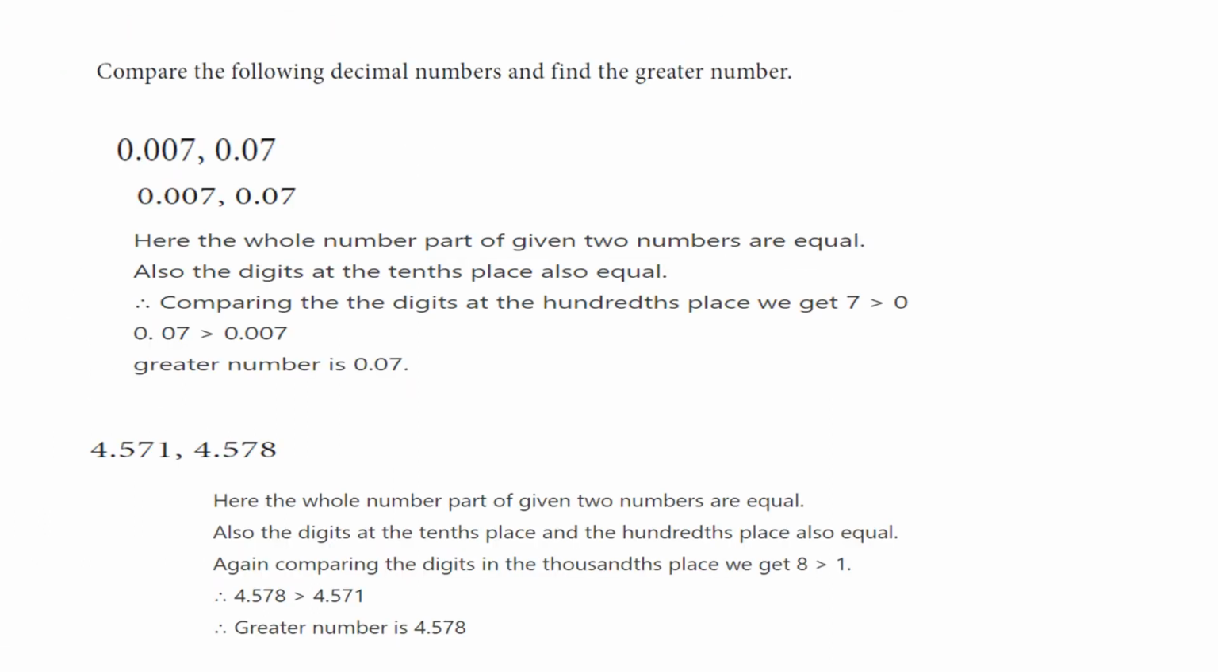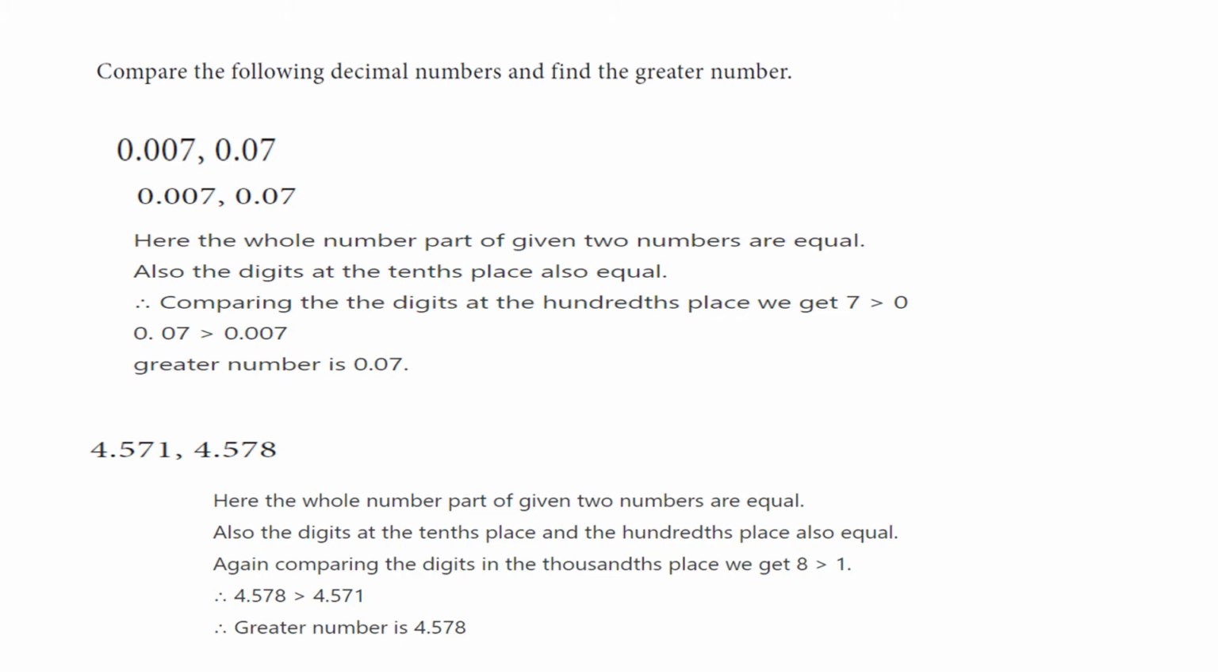Next, compare the following decimal numbers and find the greater number. Here given 0.007, 0.07. So whole number part 0 and 0 equal. 10th place 0 and 0 equal. Next, comparing the digit at 100th place, you see 100th place here 0 and in the next number 7. That is 7 greater than 0. Therefore 0.07 greater than 0.007. Therefore greater number is 0.07. Clear?